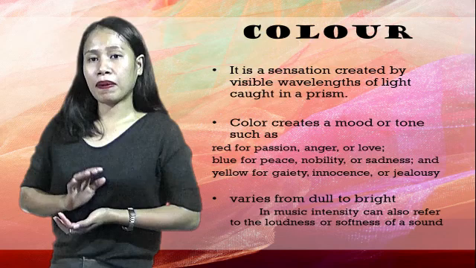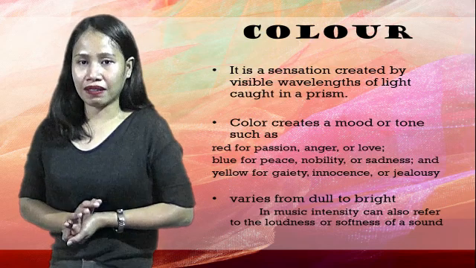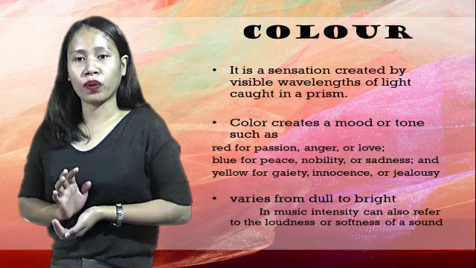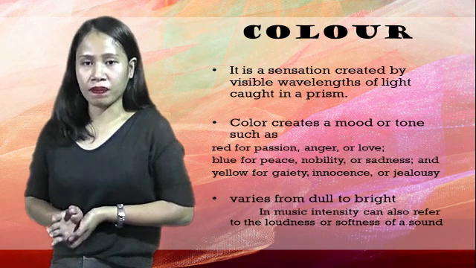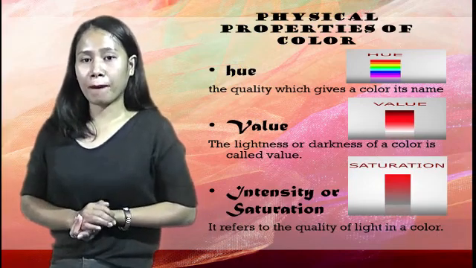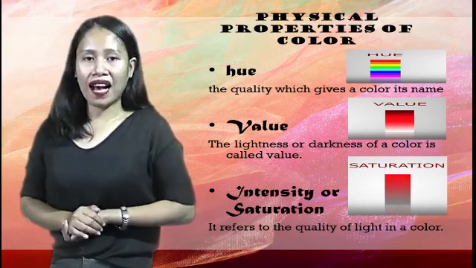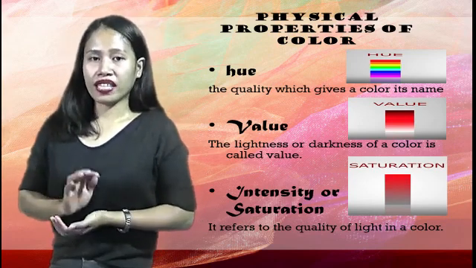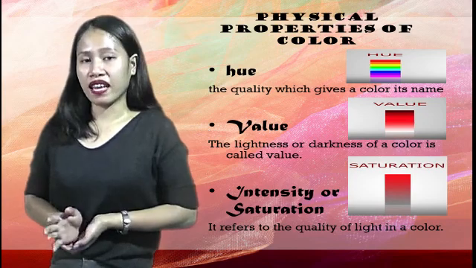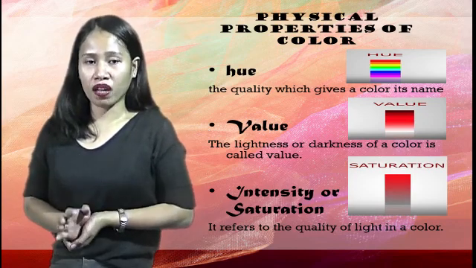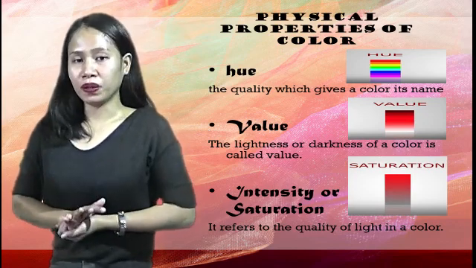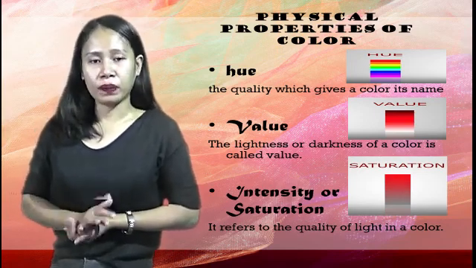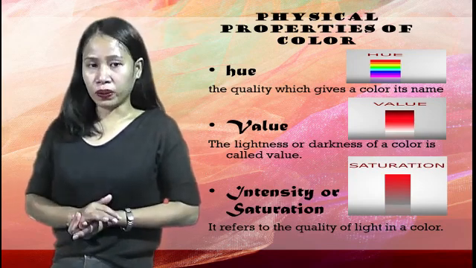Color, probably the most striking art element that catches the eye, is a sensation created by visible wavelengths of light caught in a prism. We also have the physical properties of colors: hue, value, and intensity or saturation. Hue is the quality which gives a color its name. They are pure colors. For example, the hue of blue: light blue, dark blue, bright blue, and gray blue. They are all hues of blue.